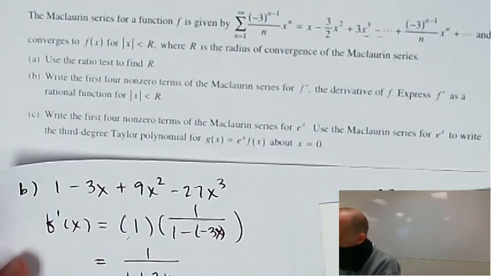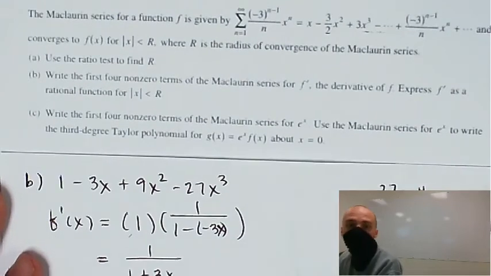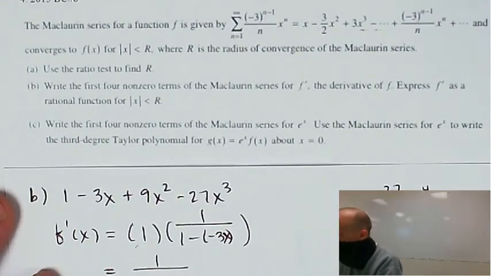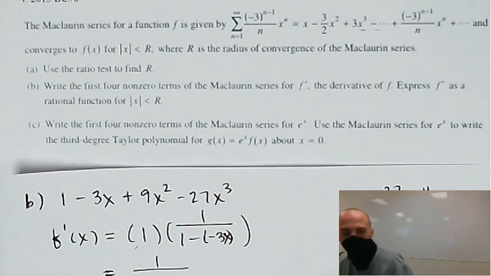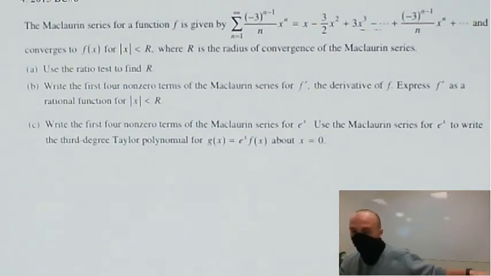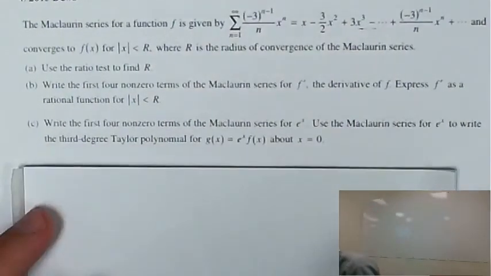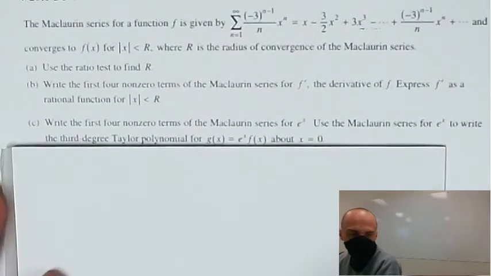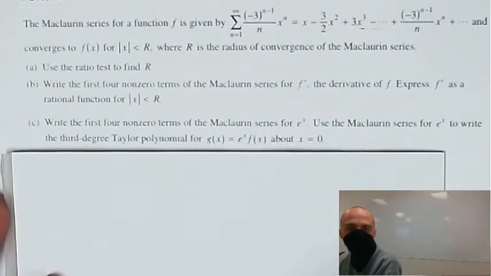All right, write the first 4 non-zero terms of the Maclaurin series for e to the x. Use the Maclaurin series for e to the x. Write the third degree Taylor polynomial for the function that you get when you multiply f of x and e to the x. That's interesting. We can do that. I'm just going to find myself a fresh sheet of paper, because when I first worked this problem earlier today, I made the mistake of trying to distribute e to the x times f prime of x. And it got much worse, right?